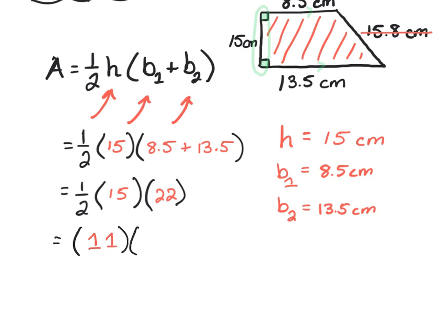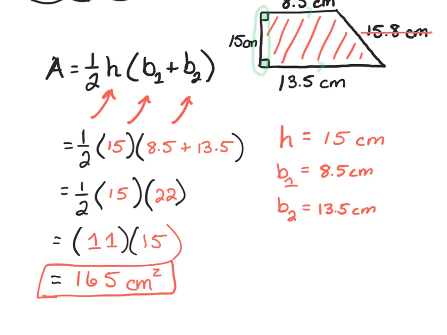times 15. And the answer of that multiplication is going to be 165. And then I just want to make sure that I include my units, centimeters squared. And there it is. We solved the area of that particular example. Moving on to example 2.